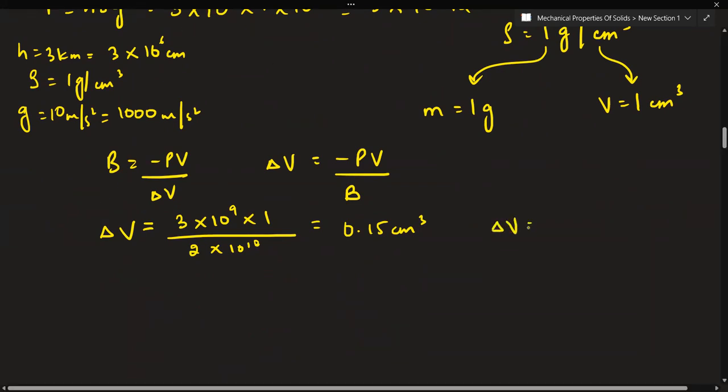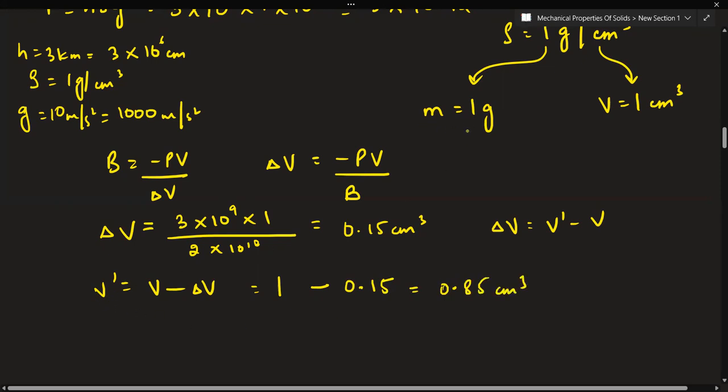We can write the change as final minus initial. We have the change with us, we have the initial, so we can find this. It would be V minus delta V from this equation. So 1 centimeter cube is the original volume minus the change that we have already calculated, 0.15. So this gives us 0.85 centimeter cube. So we have the final volume.